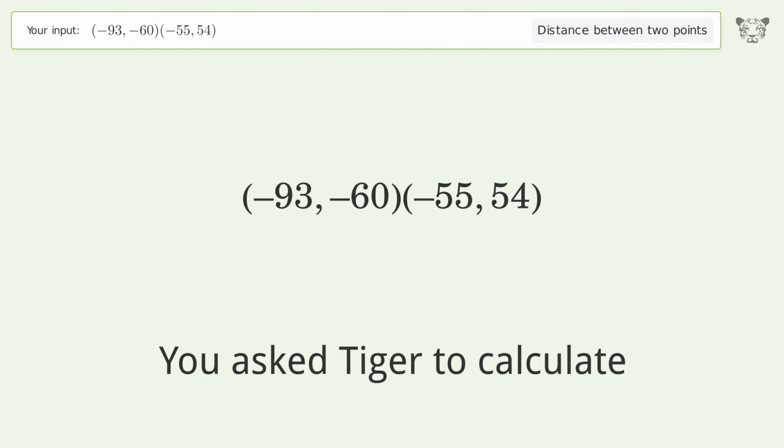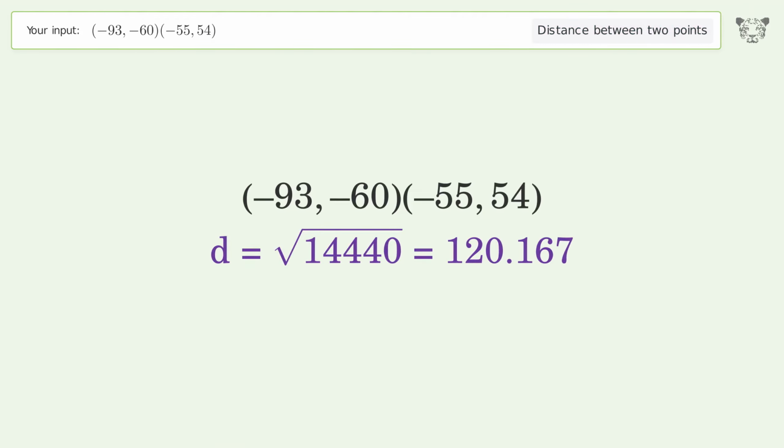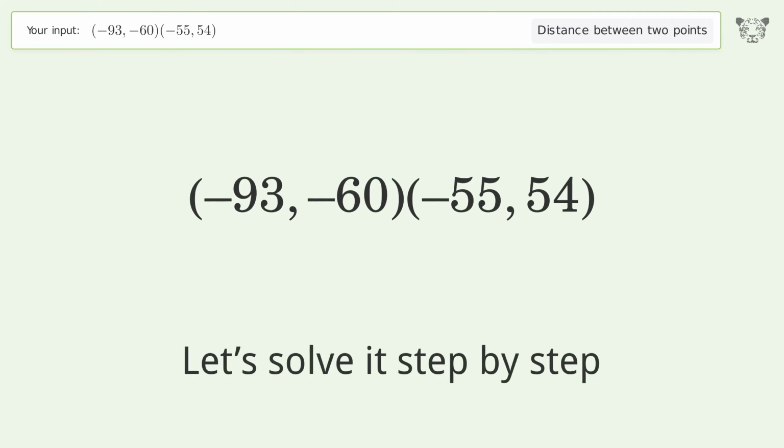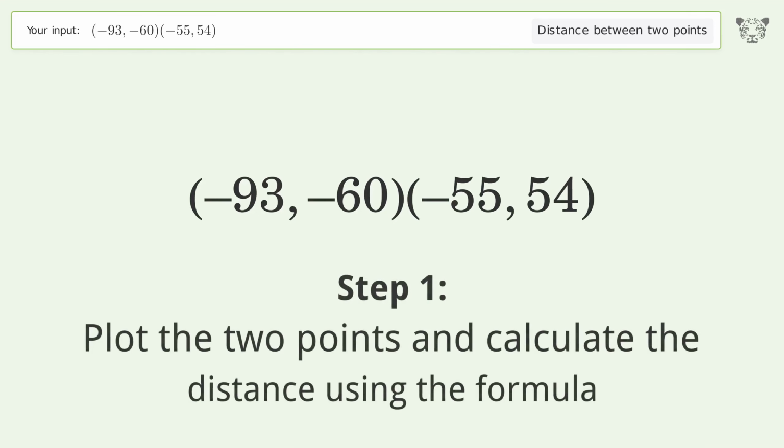You ask Tiger to calculate. This deals with the distance between 2 points. The distance between the 2 points is the square root of 14,440, or 120.167. Let's solve it step by step.